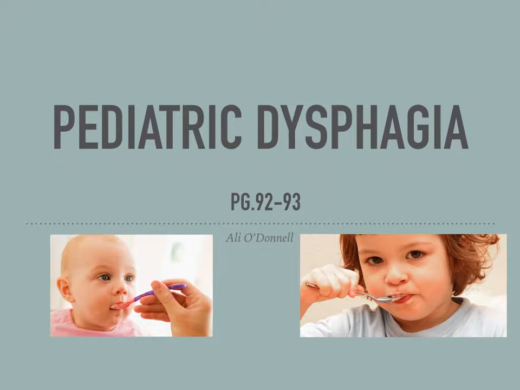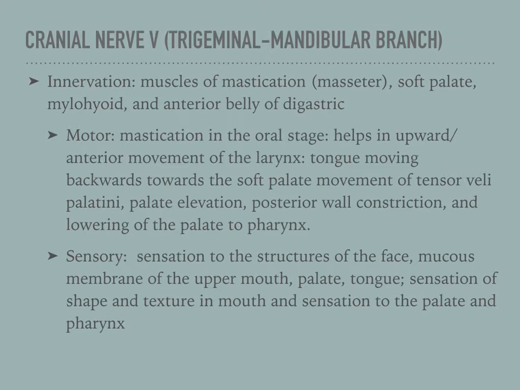Pediatric dysphagia, page 92 to 93. Cranial nerve 5, trigeminal, which is the mandibular branch. The innervation is muscles of mastication, the masseter, soft palate, mylohyoid, and anterior belly of digastric.